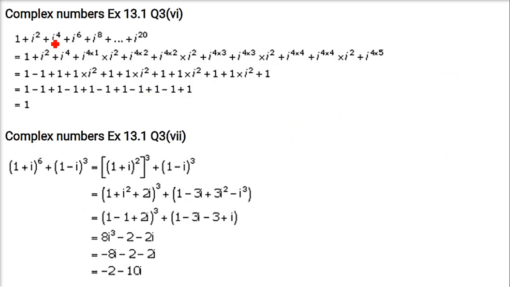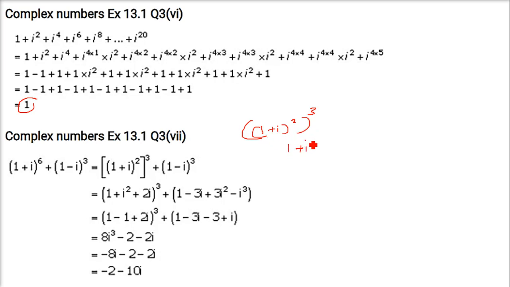Here also you have i till i to the power 20. The same thing you have to do: i squared, i to the power 4 remains. i to the power 6 is i to the power 4 and i to the power 2. Similarly here, so this is the final answer. The same thing we are going to do. Here 1 plus i to the power 6, we write as 1 plus i to the power 2 and cube. So this is square, this is square.